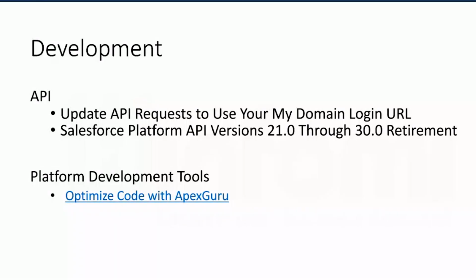Otherwise, the request won't happen. And another update is that API versions 21 to 30 are going to retire. Again, for that, we'll have to find the references, which are the components that have this version. Then we'll have to upgrade it.